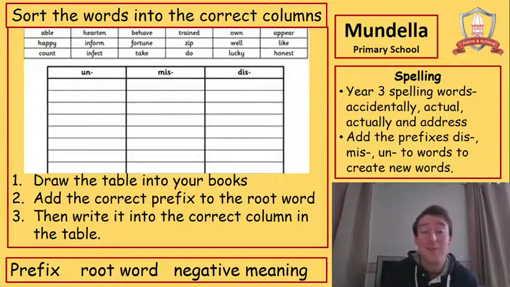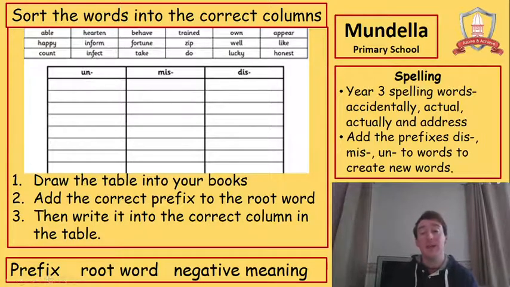So what we can do, I'll do the first one with you actually. Let's have a look at able. Able. Does un go in front of able? Yes, it does, because I could be unable to do something. So here I would write unable, right? Misable? No, that doesn't work. Disable. Yes, that works. That's definitely a word. So we could put disable here in this first column. And then we'll work our way through all of the words.